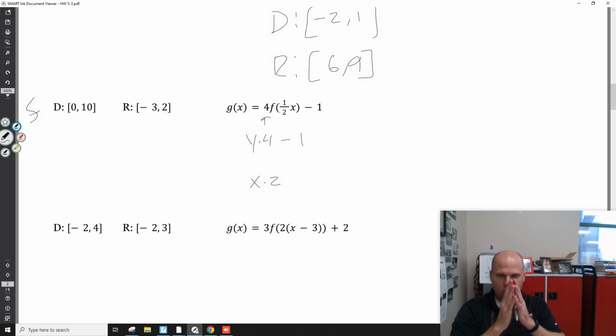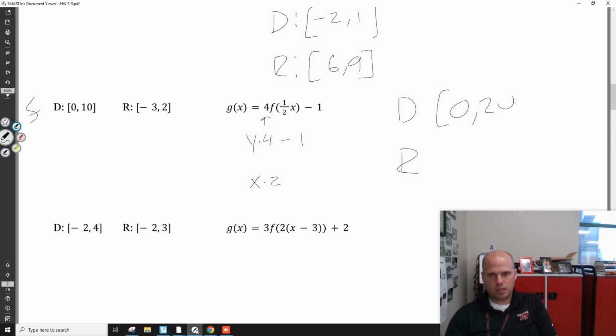This is a horizontal dilation by 2. You're going to have to have bigger x's than multiplied by 1/2 to get other x's. It's just the idea behind the +1, meaning shift left 1. It's the same thing as the inverse. All right, so that means the new domain is going to be 0 to 20, and the new range is -13 to 7.